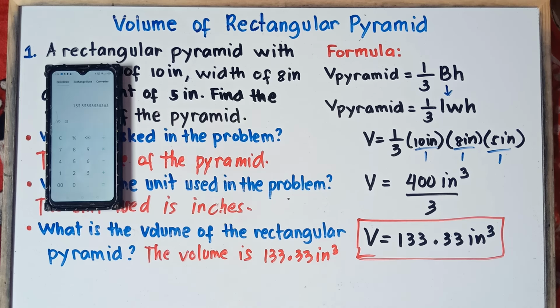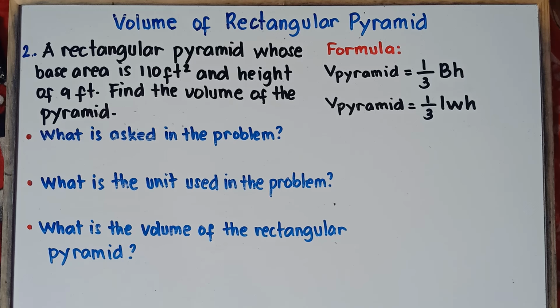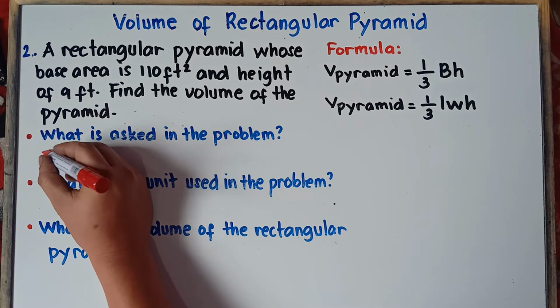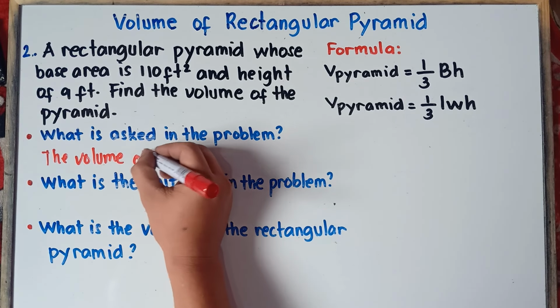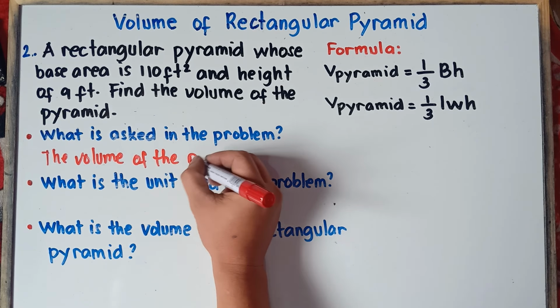Alright, so let's have another example, class. Example number 2. A rectangular pyramid whose base area is 110 square feet and height of 9 feet. Find the volume of the pyramid. So once again, first question there, what is asked in the problem? You're told to find the volume of the pyramid.